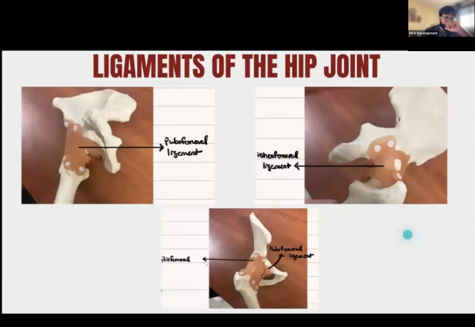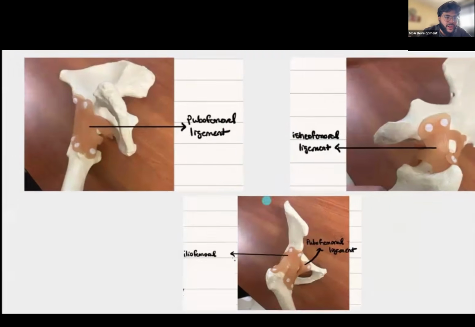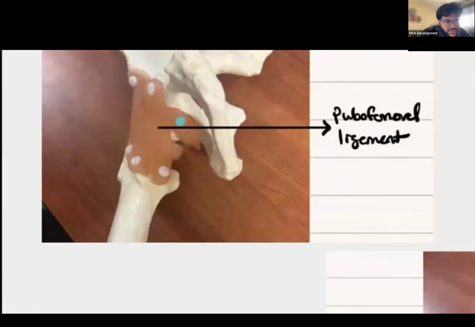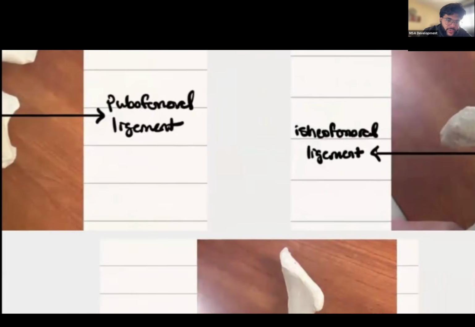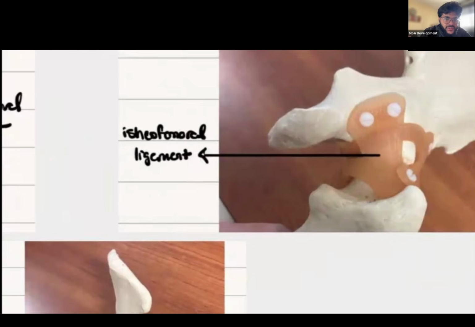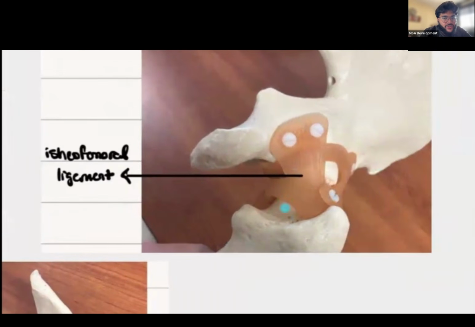And again, another picture from your dry lab. Over here, you can see this is connected to the pubis, so it's your pubofemoral ligament. Iliofemoral, because it's connected to the ilium. Again, over here you can see the pubis right here, so it's connected to a pubofemoral ligament, inferiorly located, remember that. And then you have the ischiofemoral ligament, posteriorly connecting between the ischium and the femur.